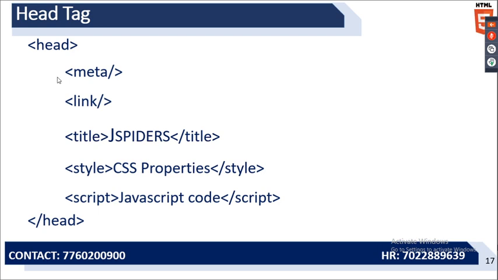So observe here, in the head section, we have to use what? Meta tag, link tag, title tag, style tag, and script tag. Meta is an unpaired tag, link is an unpaired tag, and title, style, script are what? Paired tags. So inside the head section, you have to use only this many tags, whatever I'm displaying on my screen: meta, link, title, style, script. Except these tags, you should not add any other tag. Clear? It is improper.